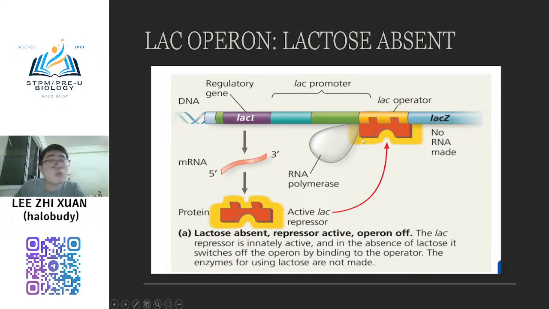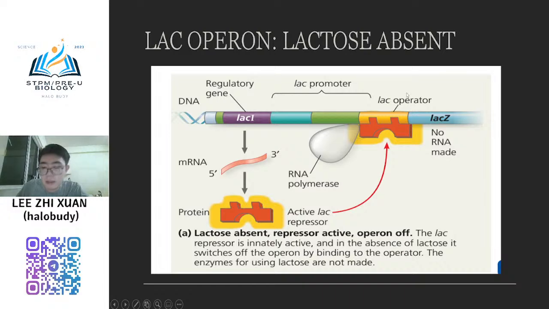Equally, no translation. If no transcription, no translation, meaning that the structural genes lacA, lacY, and lacZ will not be able to express the enzymes. So no enzyme occurs. This is what we call switch off. The operon system is already switched off. No enzyme will be produced by the structural genes. This happens when lactose is absent, no lactose in the cells.